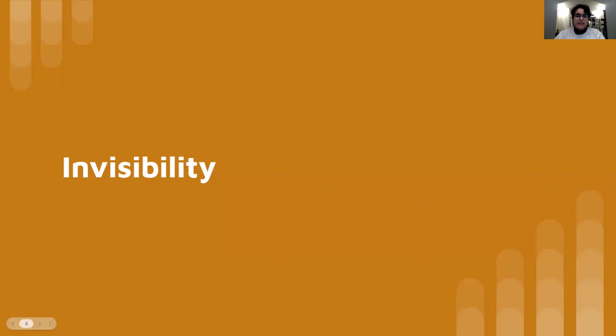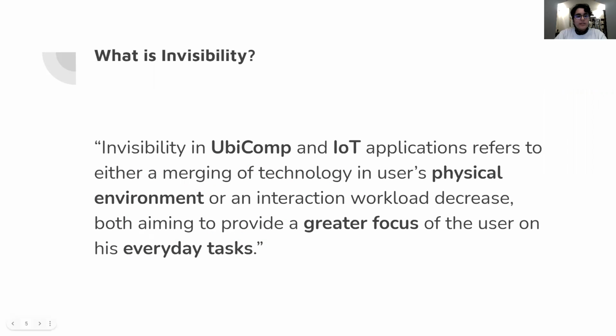So what exactly is invisibility? Here is the formal definition of invisibility. Invisibility in UbiComp and IoT applications refers to either a merging of technologies in the user's physical environment or an interaction workload decrease, both aiming to provide a greater focus of the user on his everyday tasks. So what exactly does this mean?